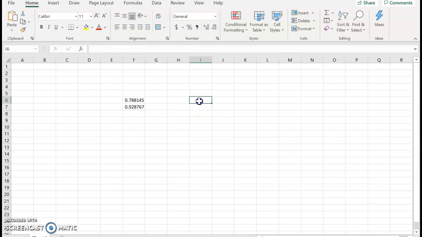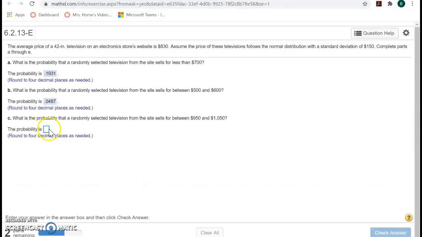Now we take 0.928, the 7 will round up to an 8, minus 0.7881, and you can do this in your calculator, and we get 0.1407.